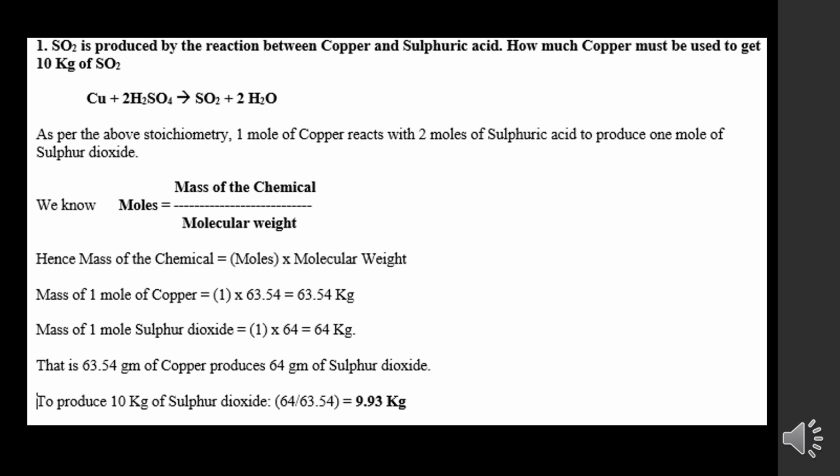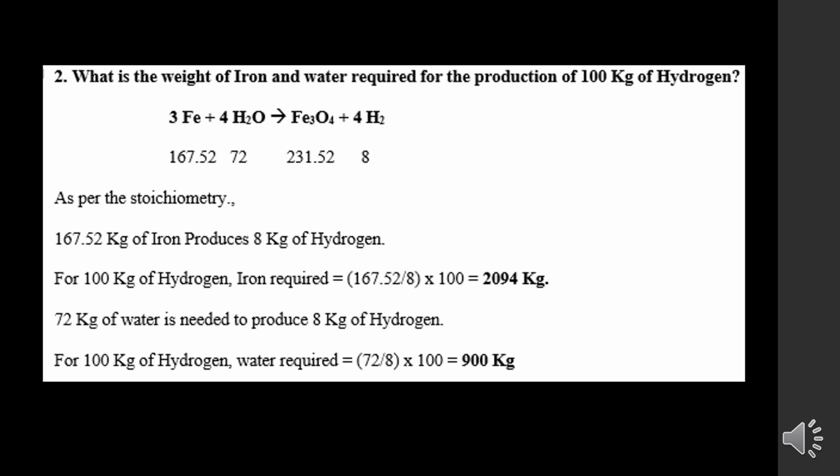Then mass of 1 mole of sulfur dioxide is 1 into 64, which is equal to 64 kg. That is, 63.54 kilogram of copper produces 64 kilogram of sulfur dioxide. So to produce 10 kilogram of sulfur dioxide, it is calculated as 64 by 63.54, which is equal to 9.93 kilogram. The next problem is about what is the weight of iron and water which is required for the production of 100 kilogram of hydrogen.